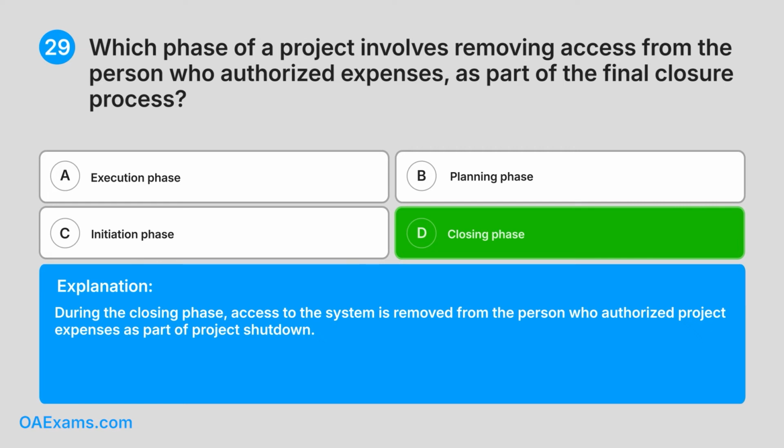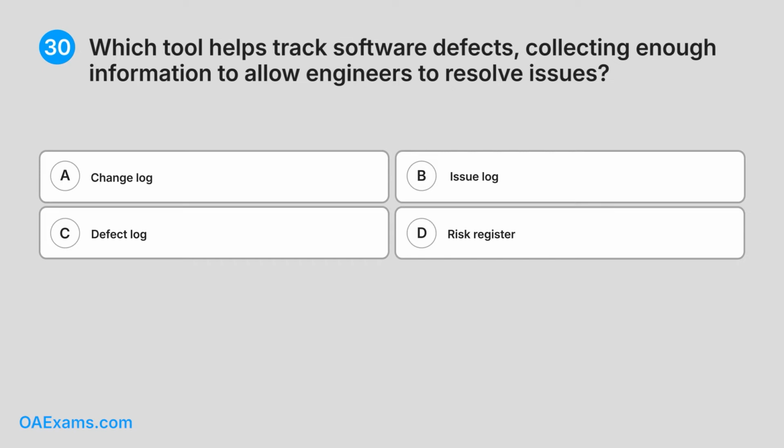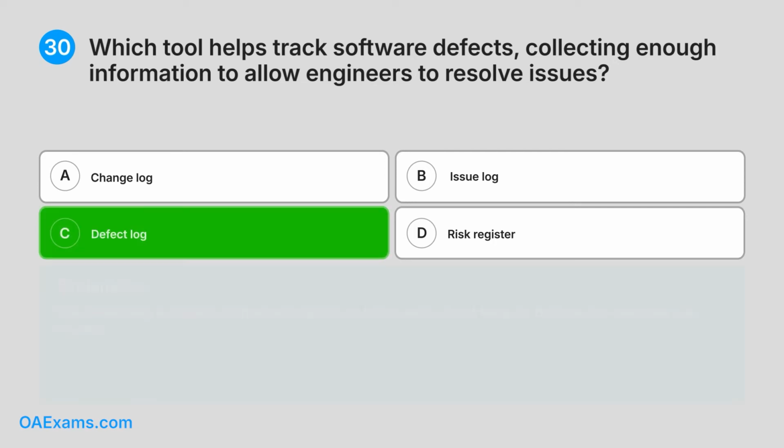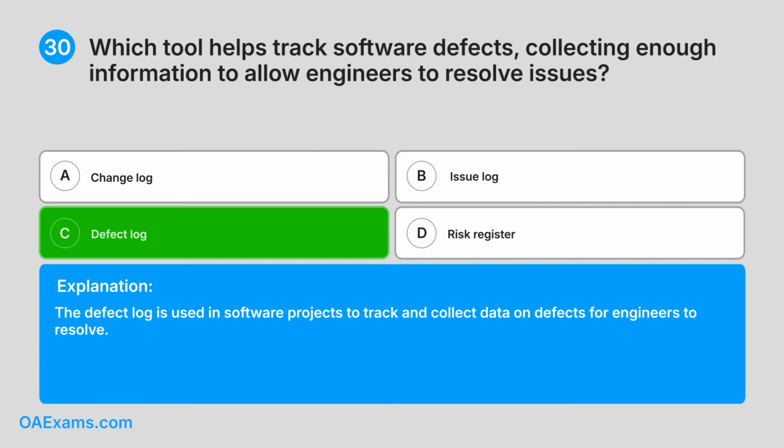of project shutdown. 30. Which tool helps track software defects, collecting enough information to allow engineers to resolve issues? A. Change log. B. Issue log. C. Defect log. D. Risk register. Can you guess the answer? Correct answer. C. Defect log. Explanation. The defect log is used in software projects to track and collect data on defects for engineers to resolve.